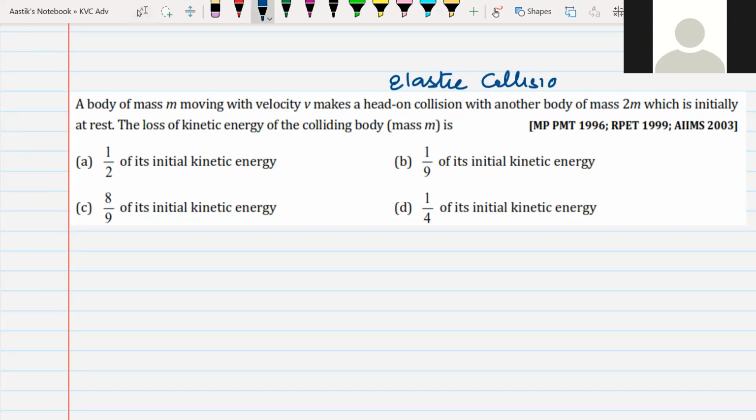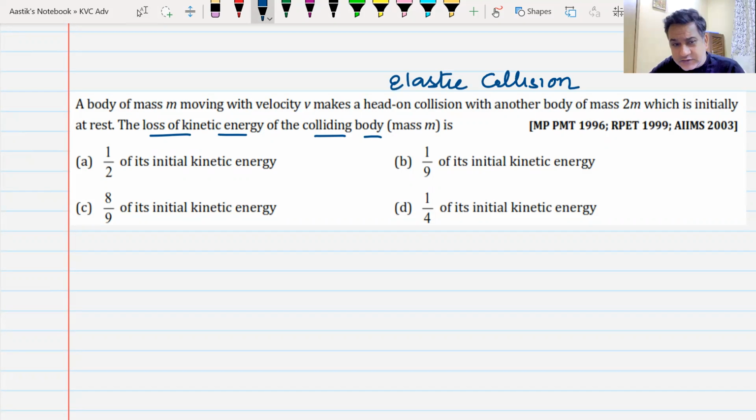And then remember, the question is the loss of kinetic energy of the colliding body. So you have to find out the initial kinetic energy of the body, and the final kinetic energy of the colliding body, and then find the difference. So you cannot apply that formula that I have given you. That formula is the total loss in kinetic energy. Do you understand this? Yes, sir. Okay.